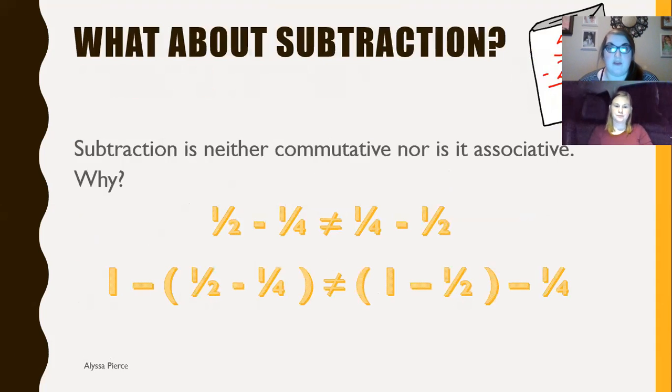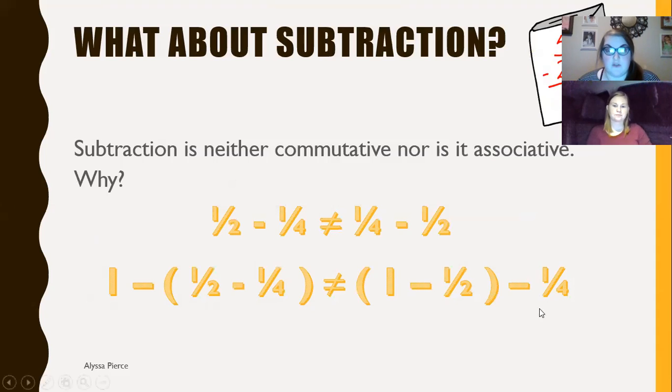You might be thinking, what about subtraction? Well, subtraction is neither commutative nor associative. And you're asking why? If you switch the order of how a number appears, like 1/2 minus 1/4, and make it 1/4 minus 1/2, those don't equal each other because your answer is different. That's like taking 3 minus 5 and then giving 5 minus 3. The answer is going to be different.